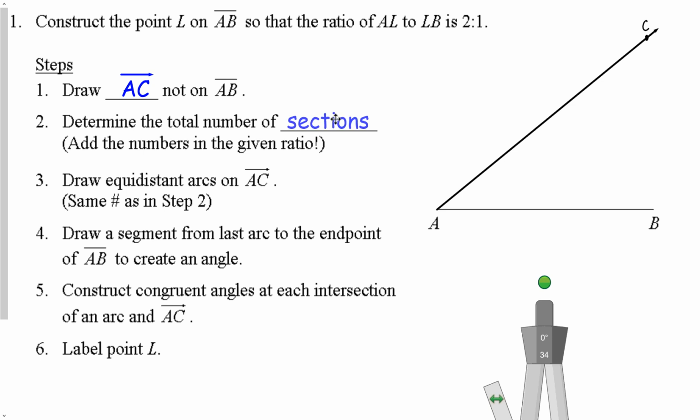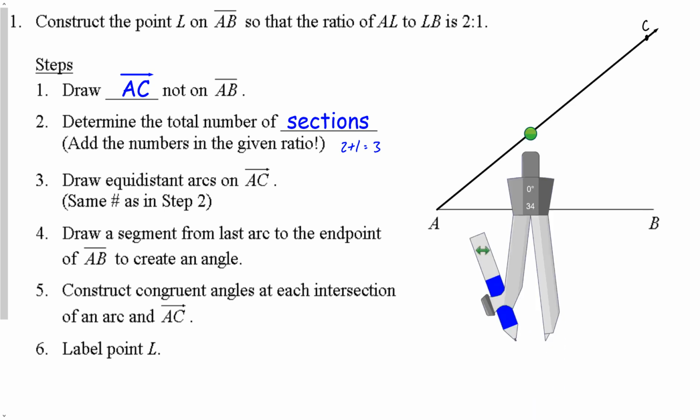Now we have to determine the total number of sections that we need. This is done by adding the numbers in that ratio. The given ratio was 2 to 1, so we add those together to find that we need 3 sections to split our original segment into.